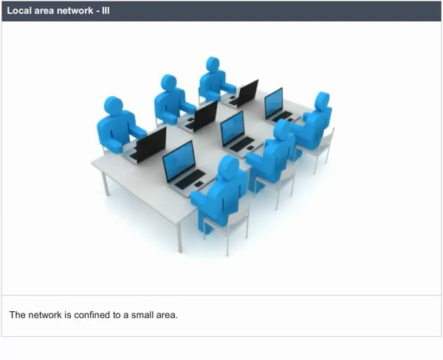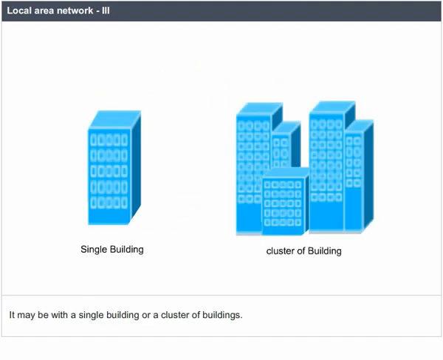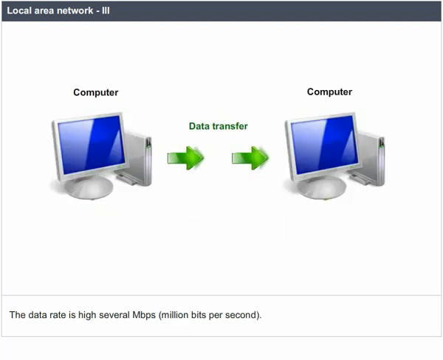The network is confined to a small area. It may be within a single building or a cluster of buildings. The data rate is high, several Mbps.